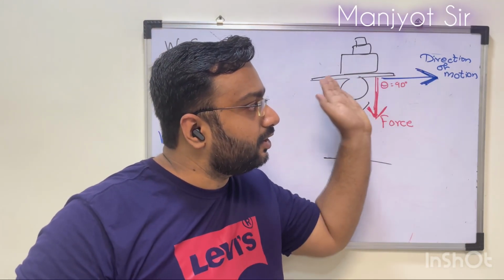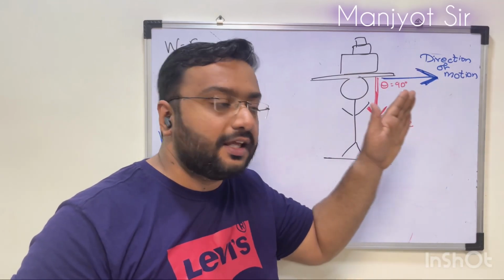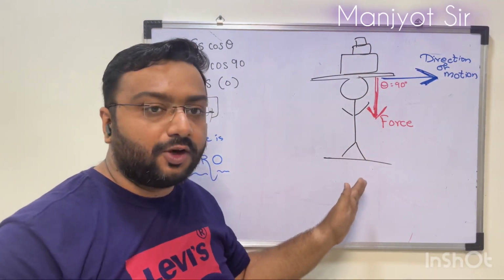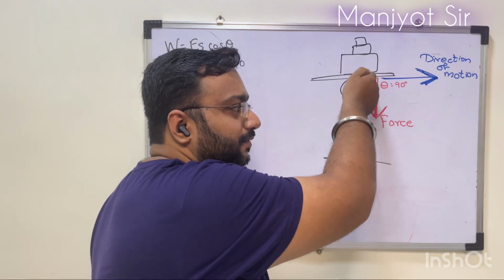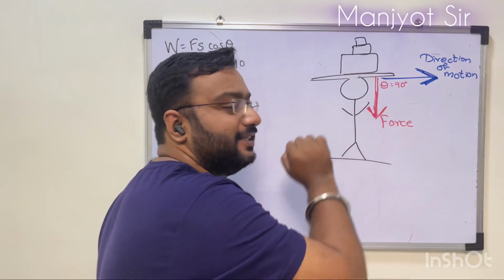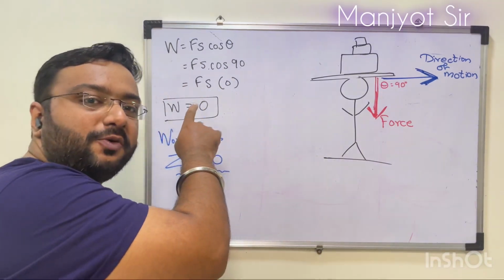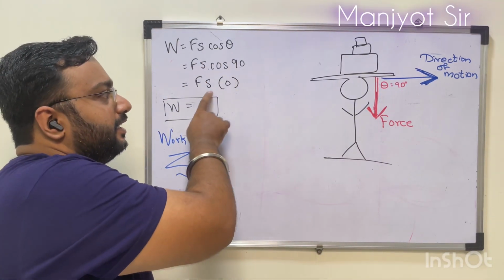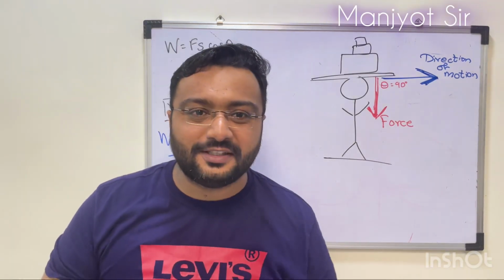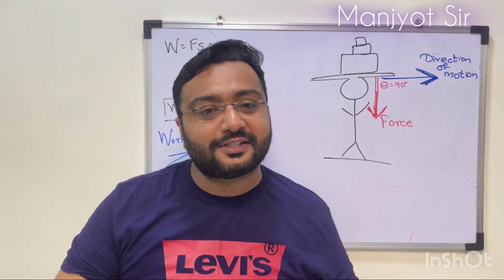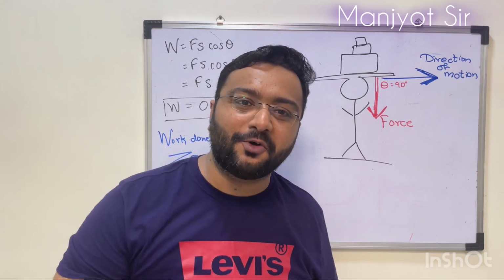So the direction of motion is in a straight direction and the direction of force is in the downward direction. So again, if you observe over here, the angle which is formed between the force and the direction of motion is 90 degrees. So if you substitute over here, theta is 90, Fs into 0, so work done in this case is also 0. I hope everyone is clear with these two examples. These two examples are very, very important from the exam point of view.